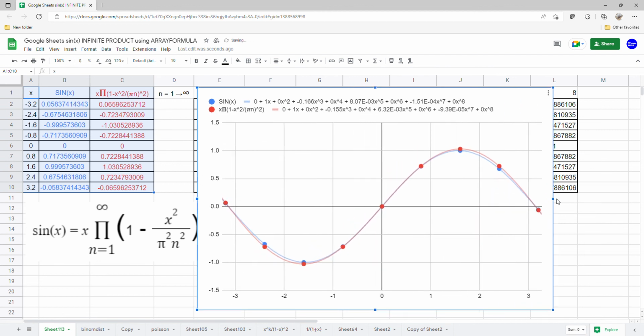To the 8th degree. So you'll notice the blue one is the sine function, while the red one is the infinite product of the sine function. And their polynomial regression coefficients are almost the same, and their trend lines are almost collinear. So this completes the use of infinite product using array formula product in Google Sheets to generate the trend line of the sine function.